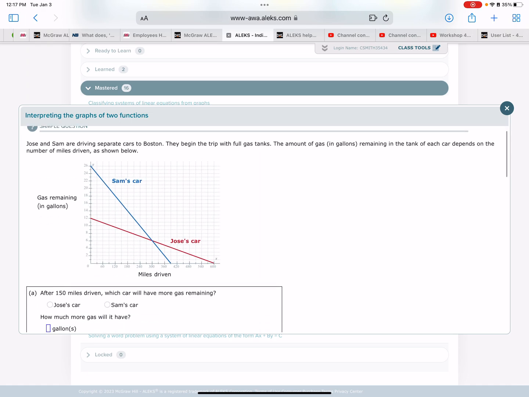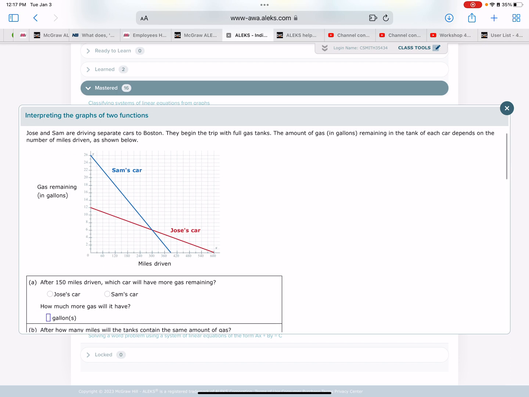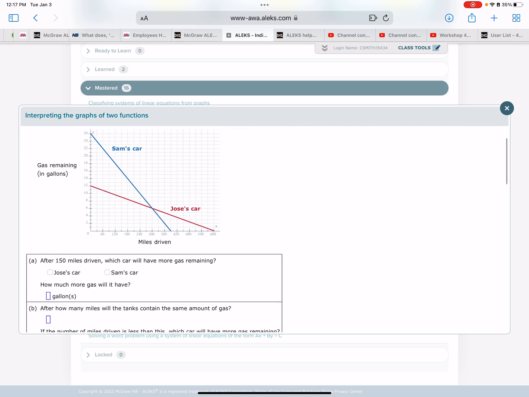Okay, so this is interpreting a graph. You see Sam's car's gas remaining is decreasing as the miles driven increase. Same with Jose's car, but Sam's car has a lot less gas mileage because it goes down a lot quicker. Jose's car has a lot better gas mileage because you can go a lot further on less gas. Which one has more gas at 150 miles driven? So you go to 150 and you say, okay, which one has more gas in it? Well, Sam's car does, but it has a bigger tank to begin with.